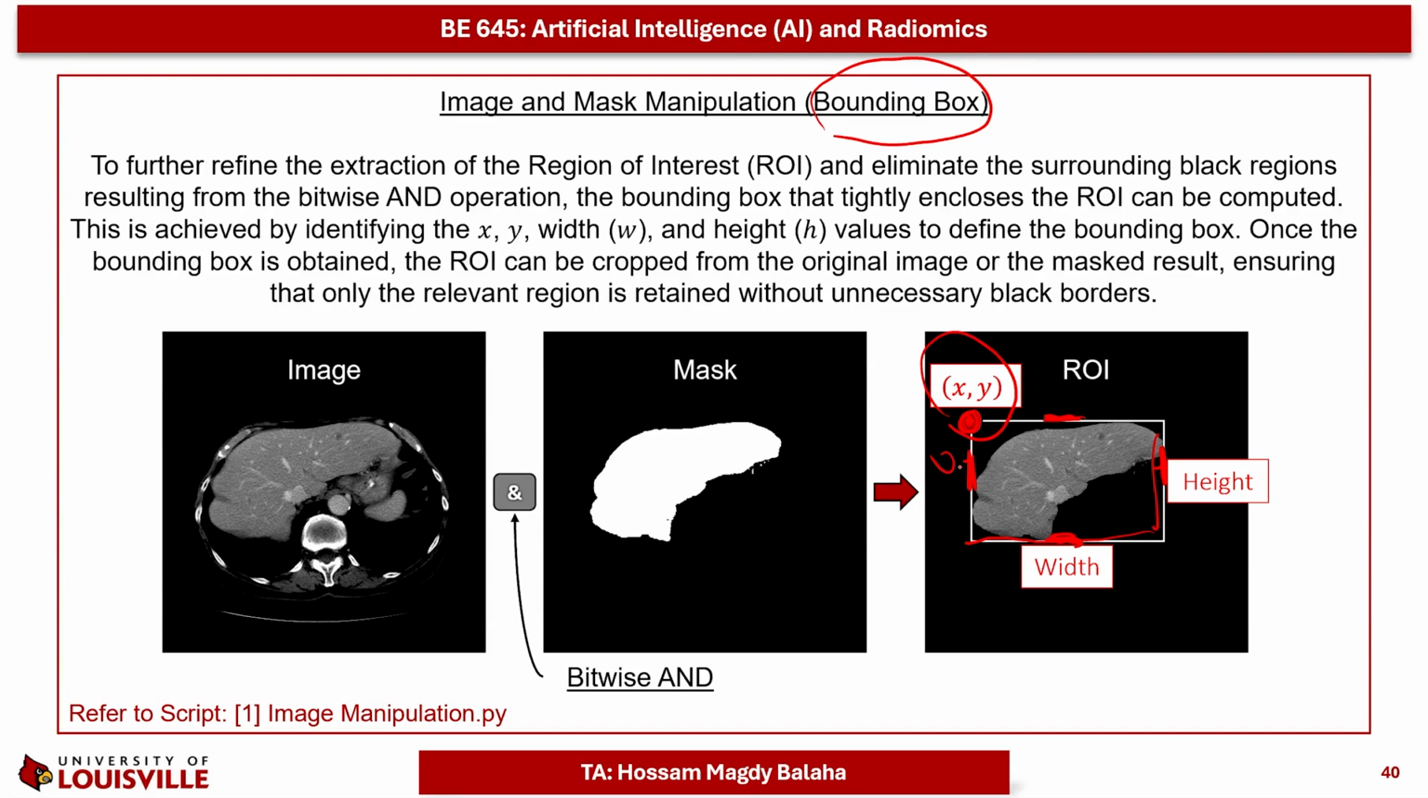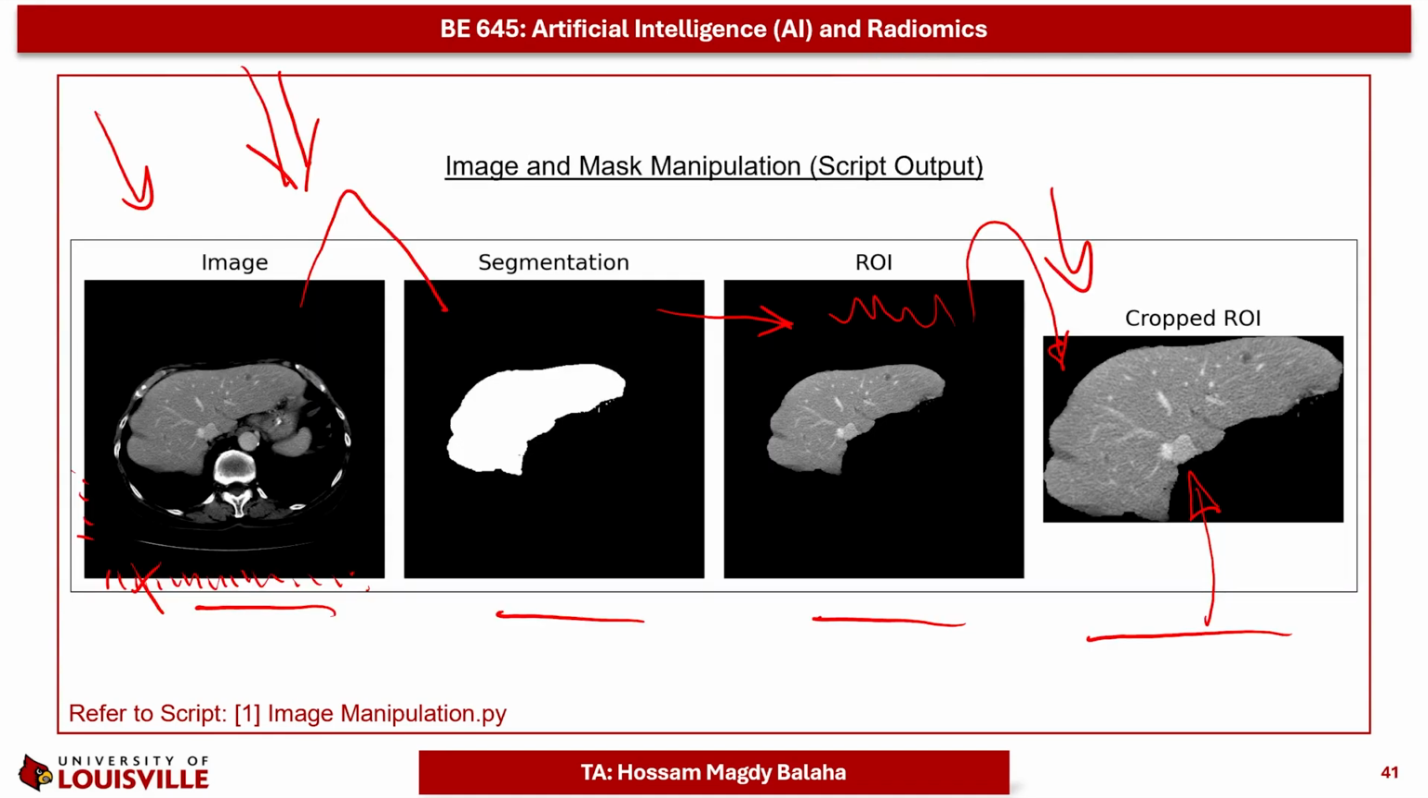So now we understand the meaning of an image, the meaning of a mask, and the ROI. We understood that by applying bitwise AND between the image and the segmentation mask, we can get the ROI. And to get rid of the surrounding black region, which is useless, we can apply the bounding rect to get x, y, width, and height, and based on these four values, we can apply cropping on the ROI to get the cropped version of that ROI. We did that on an image.